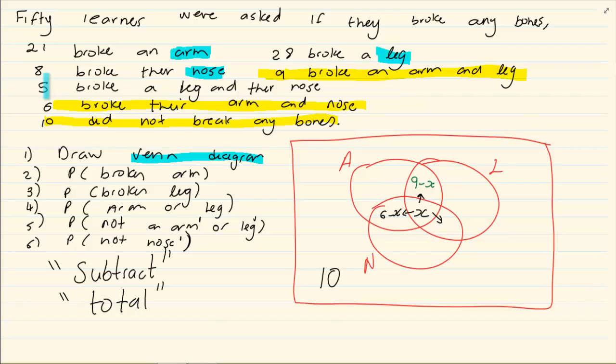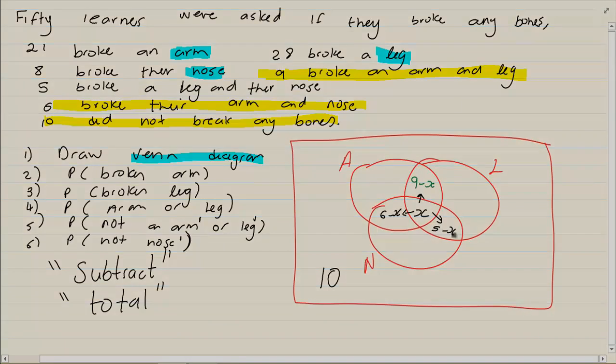Then they say 5 broke a leg and their nose. So where am I working? Leg and nose is this area. If it's 5, remembering that x and the space here must give you 5, which means that this is 5 minus x. Don't forget the subtract. That is the most common mistake, the subtract. So here we have 5 minus x.